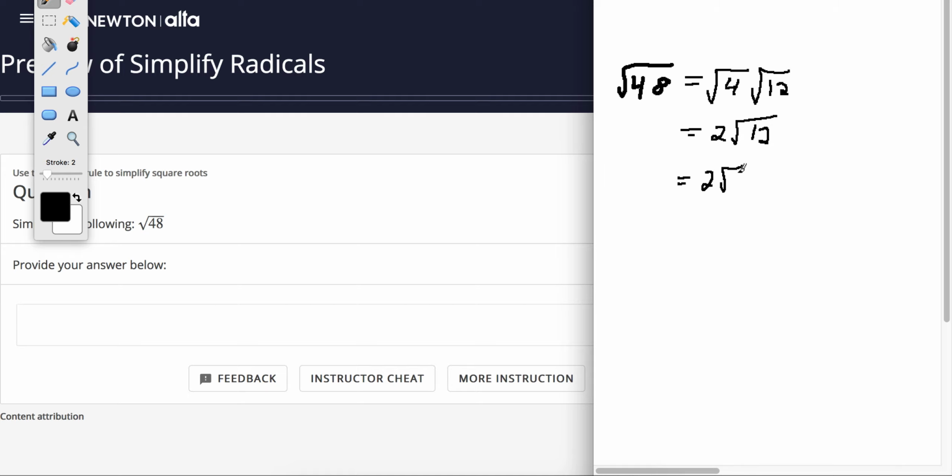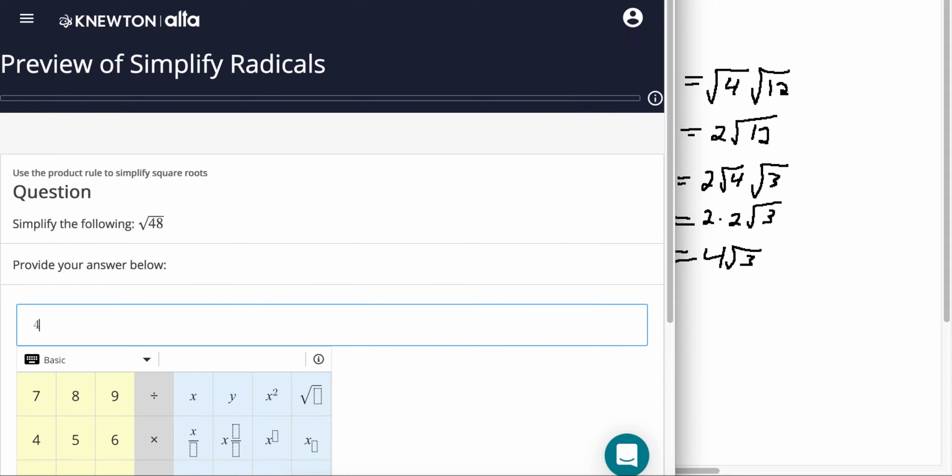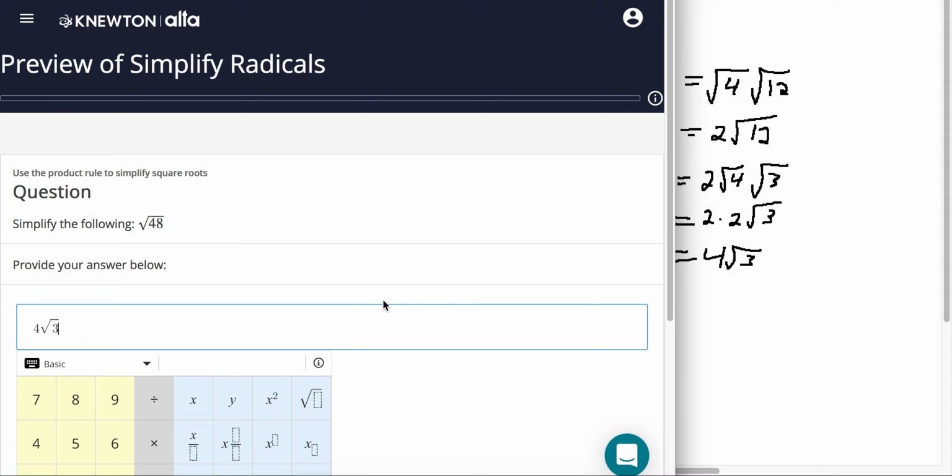So this is 2 times the square root of 4 times the square root of 3 here. And again, the square root of 4 times the square root of 3 makes the square root of 12, so I could get back to where I was before. So remember, these are multiplying. This is 2 times the square root of 3. So my final answer that I'm going to type in Newton for this question is 4 square roots of 3. Okay, 4 square roots of 3.